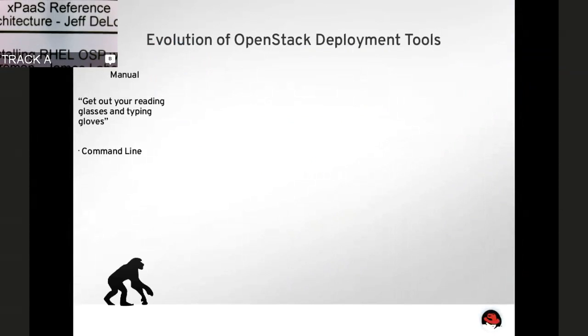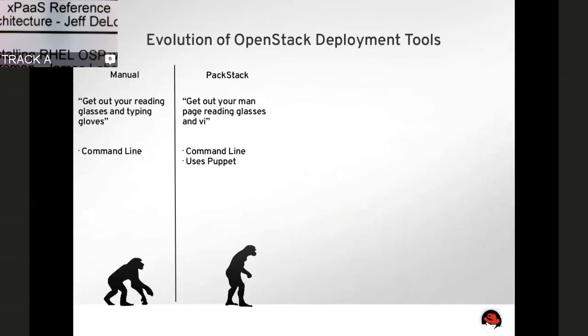So the first means that we had for deploying OpenStack was manual, right? This is basically what I was calling get out your reading glasses and typing gloves. So pull out all the docs and run through the command line of installing everything. This method is really great for learning, if you want to know how everything's configured, how you add new service endpoints in Keystone, how you create new volumes, all those sorts of things. It's great. It's bad for basically everything else, right? It's a total bear to configure everything manually.